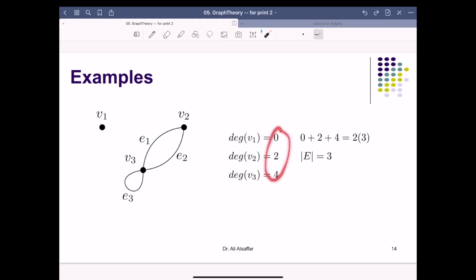Now add them. 2 plus 4 is equal to 6. And see the number of edges, we have 3. So the loop is one edge. This is one edge, this is another edge, this is the third edge. So 6 is equal to twice the number of edges, which is 3.